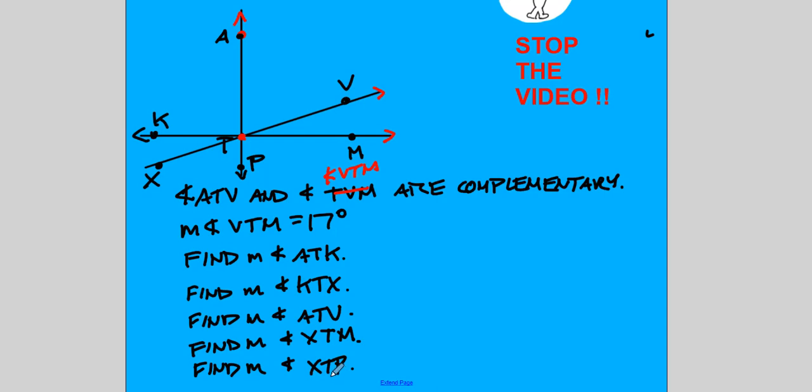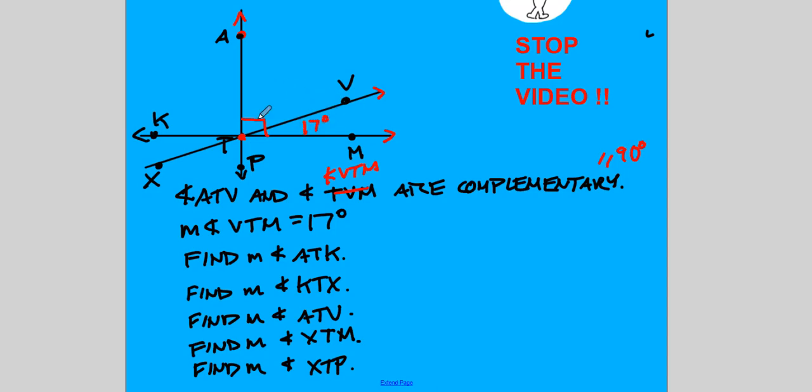So stop. I'm stopping the video, or you're going to stop the video. You're going to solve for those unknown angles and then turn the video on and see how well you did. Okay, so let's mark this up. I know that if they're complementary, that means they equal 90 degrees. Notice these are adjacent angles, so that has to be a right angle there. That's 90 degrees. You know that VTM is 17 degrees.